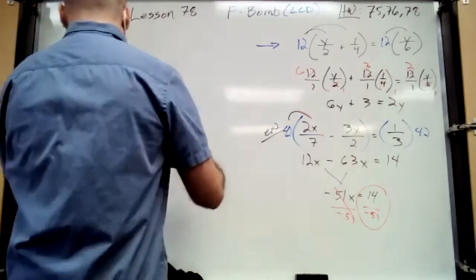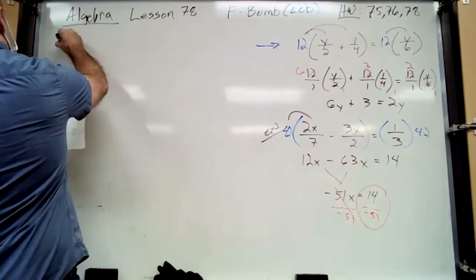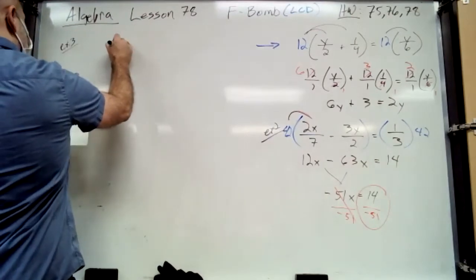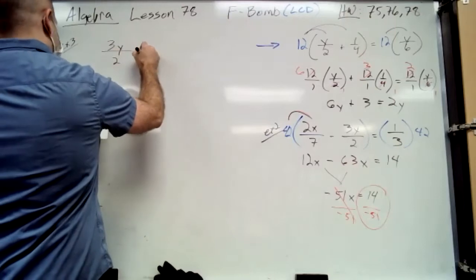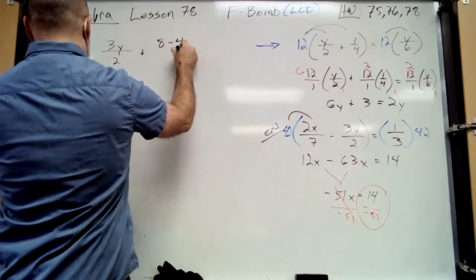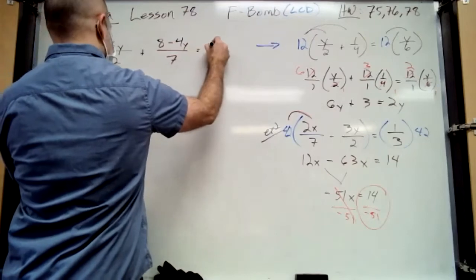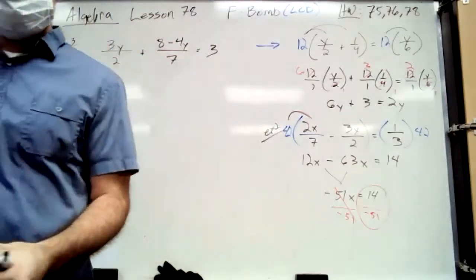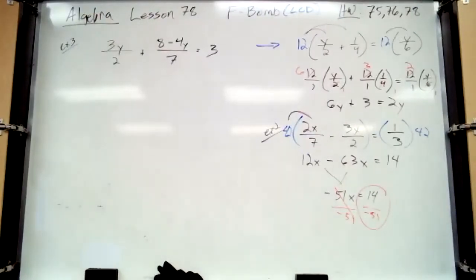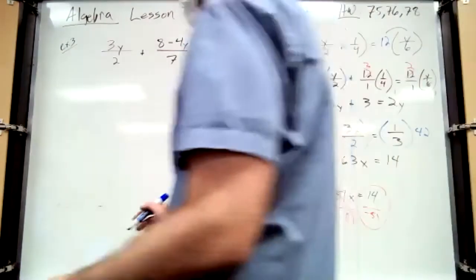Okay? All right. Here's example 3. 3y over 2 plus 8 minus 4y over 7 equals 3. So first step, remember there's just 2 steps. What's the first step? Find the f-bomb. What's the f-bomb? 14. So I'm going to multiply both sides by 14.